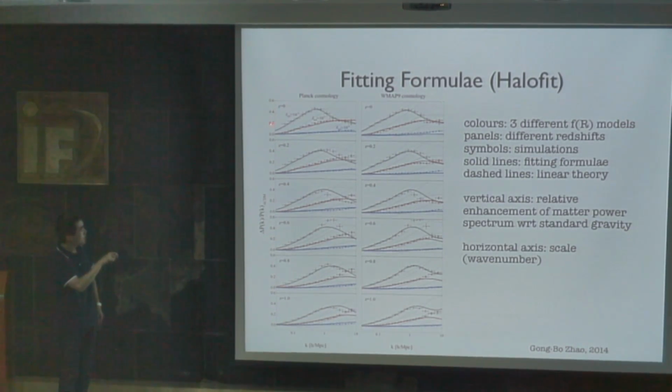Again, the vertical axis is the relative difference of the matter power spectrum in f of R gravity and GR. The horizontal axis is k, small scale here, large scale here. Different colors are different models, solid curves are halofit, and symbols are simulations. Different panels from top to bottom are different redshifts, from redshift 0 to redshift 1. On the left, you have Planck cosmology. On the right, you have WMAP9 cosmology. So the basic idea is, if you look at this, you can see that the halofit formula, which is basically the solid curves, can agree with simulations quite well. So you can actually use this sort of halofit formula in the calculation of other things, such as the matter power spectrum, lensing convergence power spectrum, lensing spectra, and so on. And by doing this, you will not need to use simulations, and you can still get reasonable accuracy.